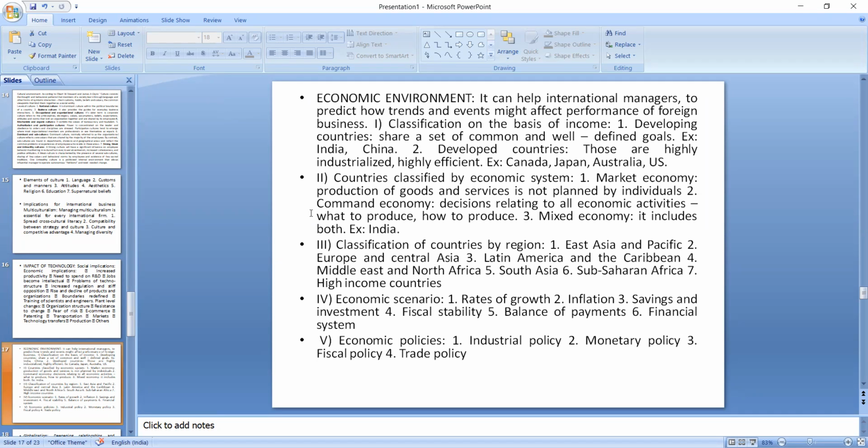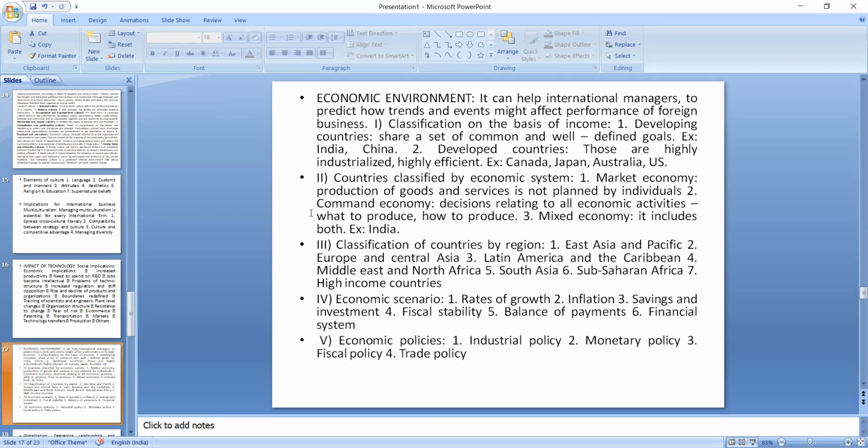Developing countries share a set of common and well-defined goals, for example India and China. Developed countries are highly industrialized, highly efficient: US, Canada, Japan, Australia. Countries are classified by economic system. Market economy: production of goods and services not planned by individuals. Command economy: decisions related to all economic activities, what to produce and how to produce. Mixed economy: it includes both. For example, India falls under the mixed economy.